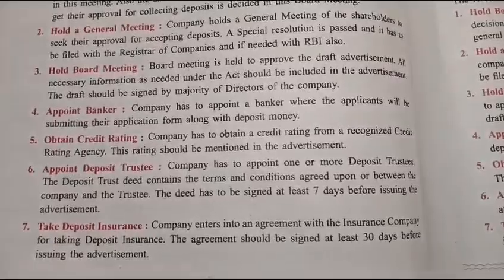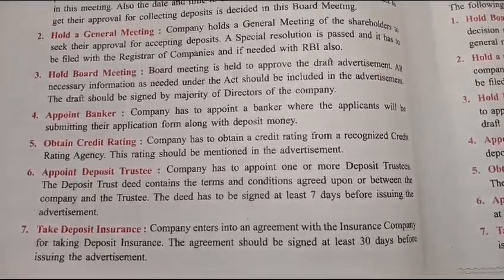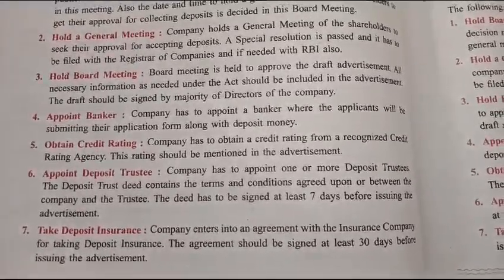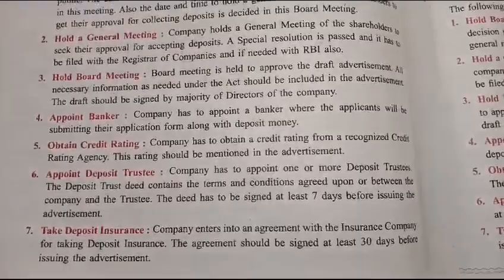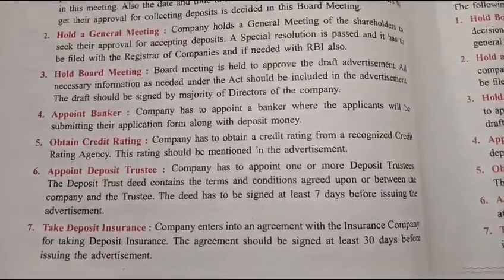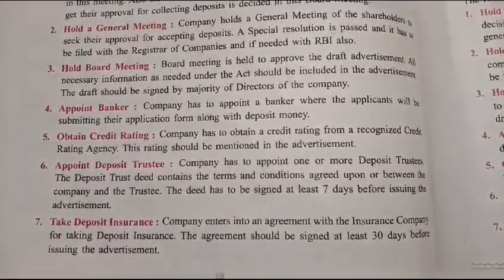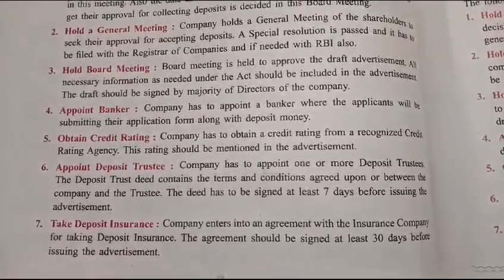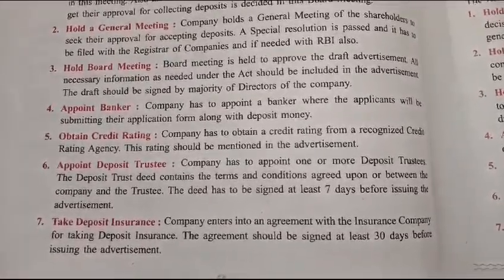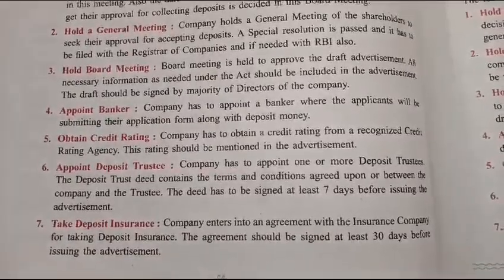Sixth, appoint deposit trustee. Company has to appoint one or more deposit trustees. The deposit trust deed contains the terms and conditions agreed upon between the company and the trustee. The deed has to be signed at least 7 days before issuing the advertisement. 7th, take deposit insurance. Company enters into an agreement with the insurance company for taking deposit insurance. The agreement should be signed at least 30 days before issuing the advertisement.